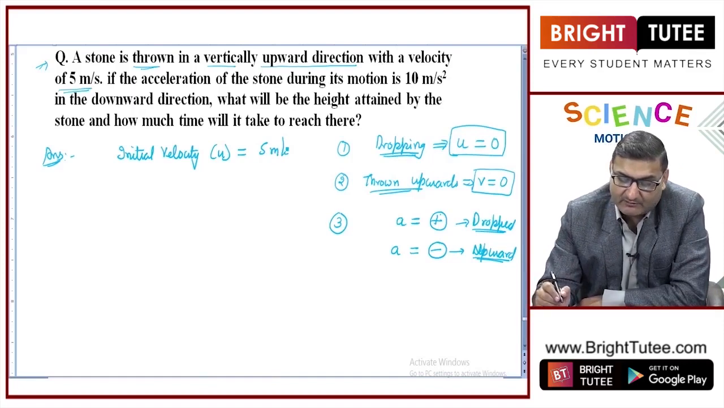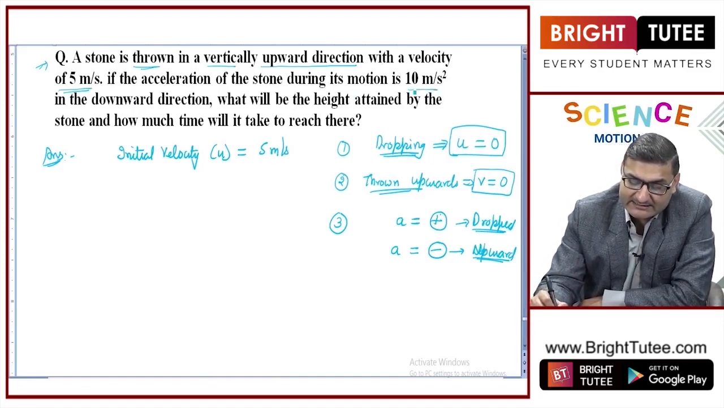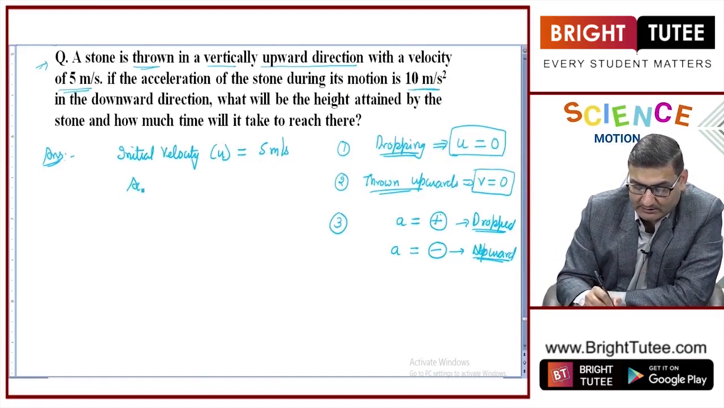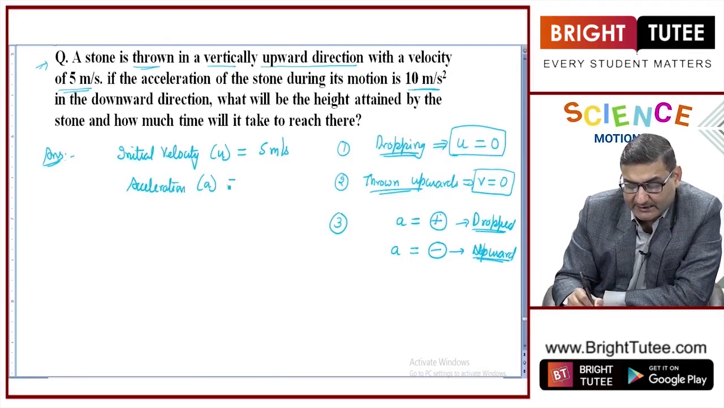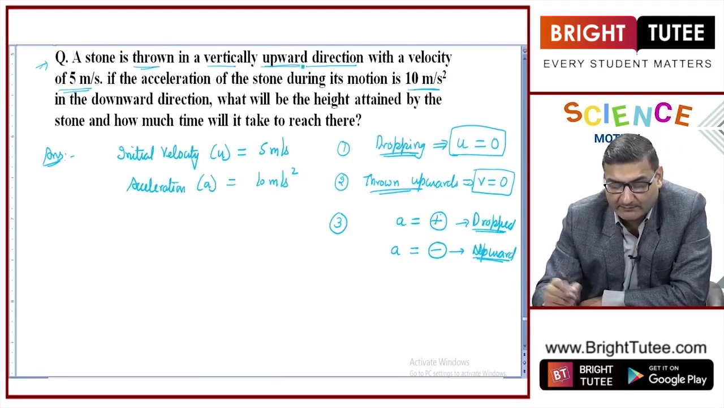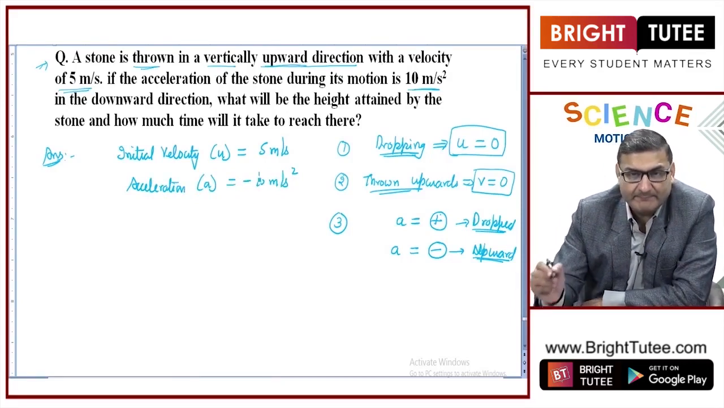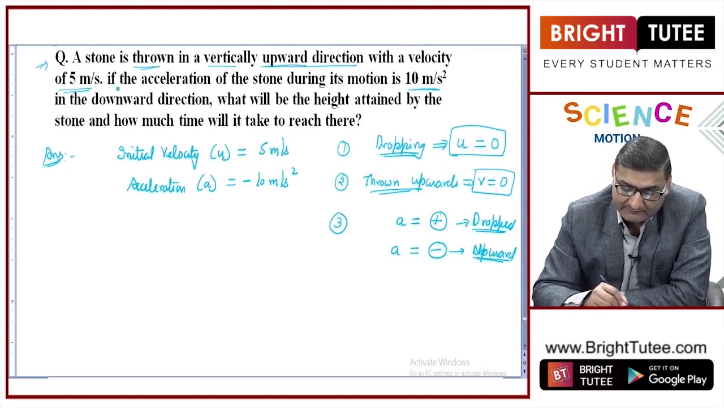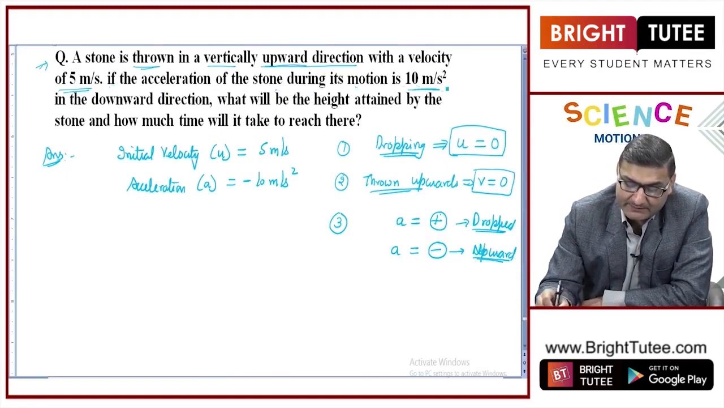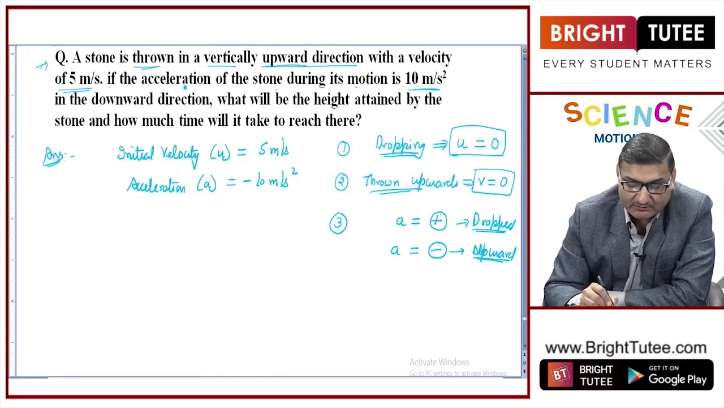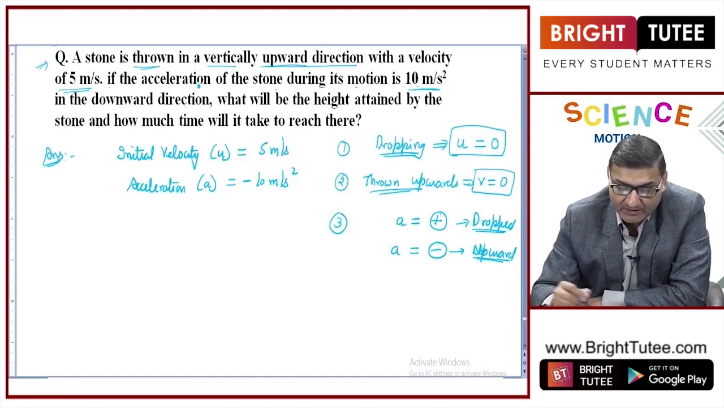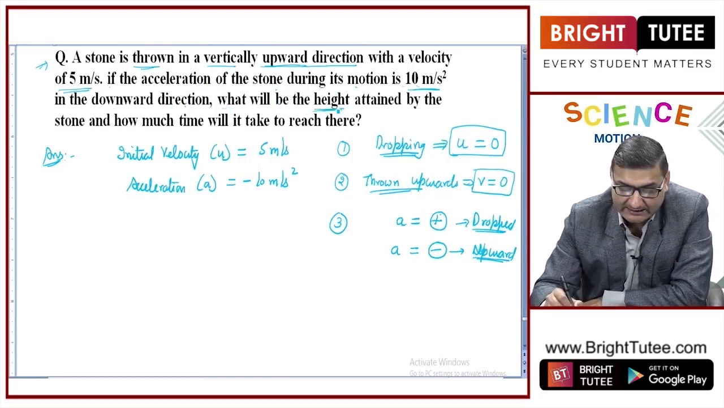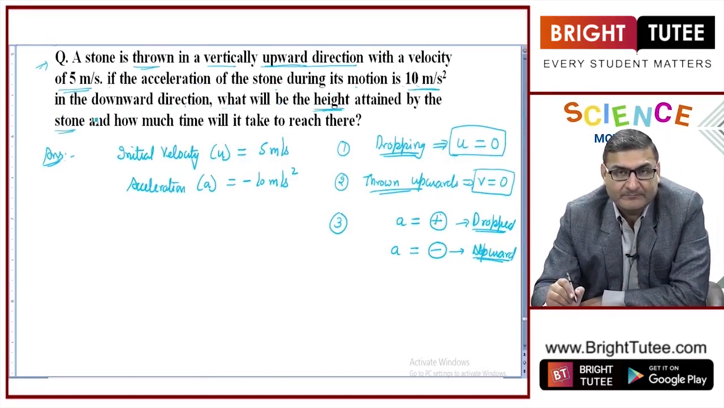If the acceleration of the stone during its motion is 10 meter per second square, acceleration is given in the question to be 10 meter per second square, but since we know that we are throwing the stone in upward direction, we take the acceleration to be negative, right? Alright. If the acceleration of the stone during its motion is 10 meter per second square in the downward direction, because the stone is moving up, what will be the height attained by the stone, right?